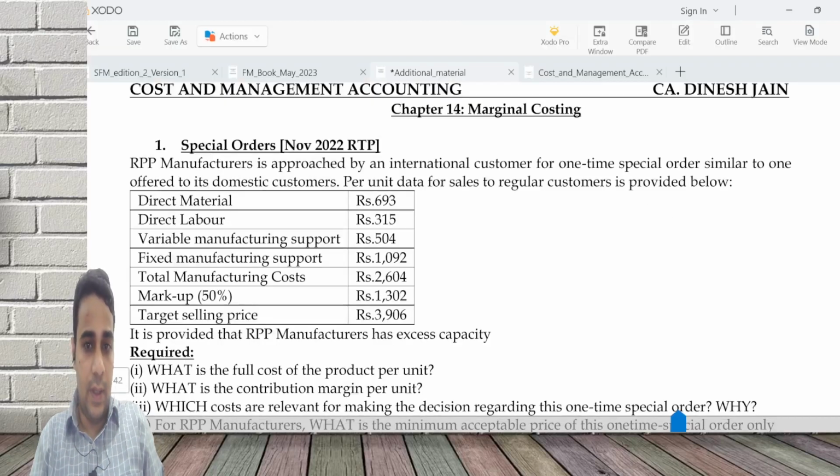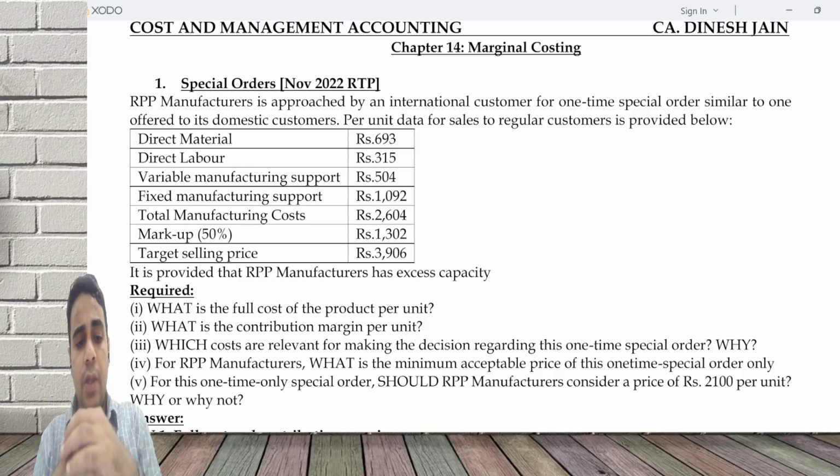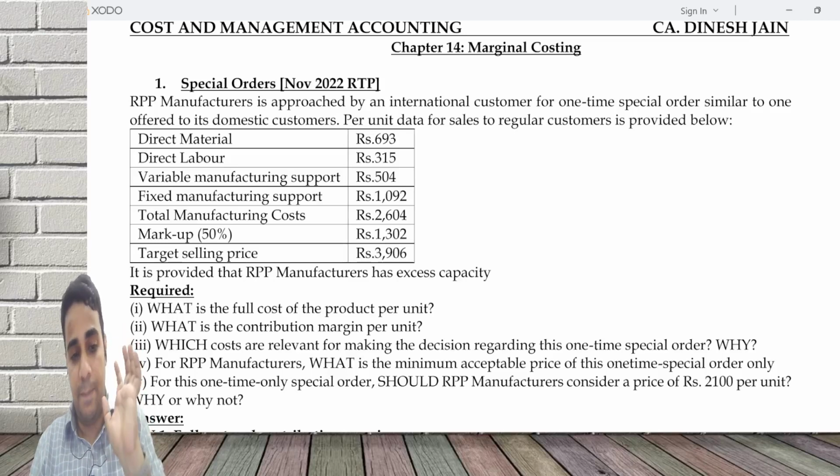Page 34. Question 1. RPP manufacturers is approached by an international customer for a one time special order similar to one offered to its domestic customer. Per unit data is given below: material cost, labor cost, variable manufacturing support, fixed manufacturing support, total cost, markup, target selling price. It's provided that RPP manufacturers has excess capacity.